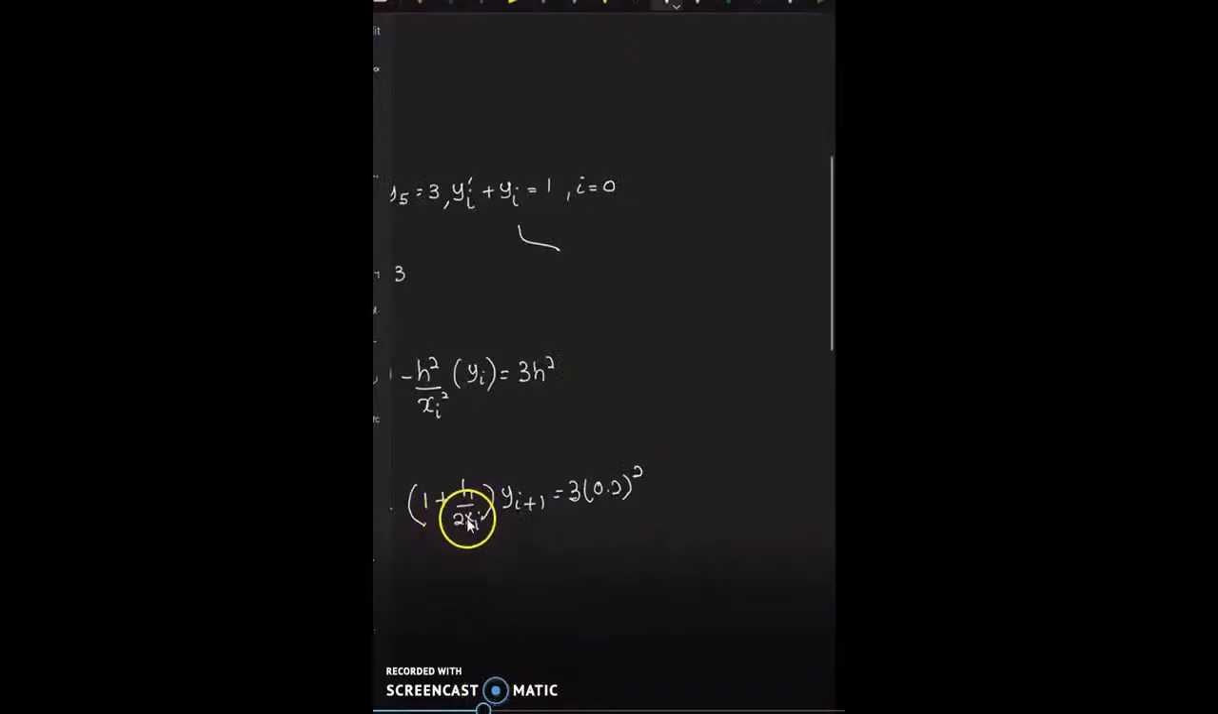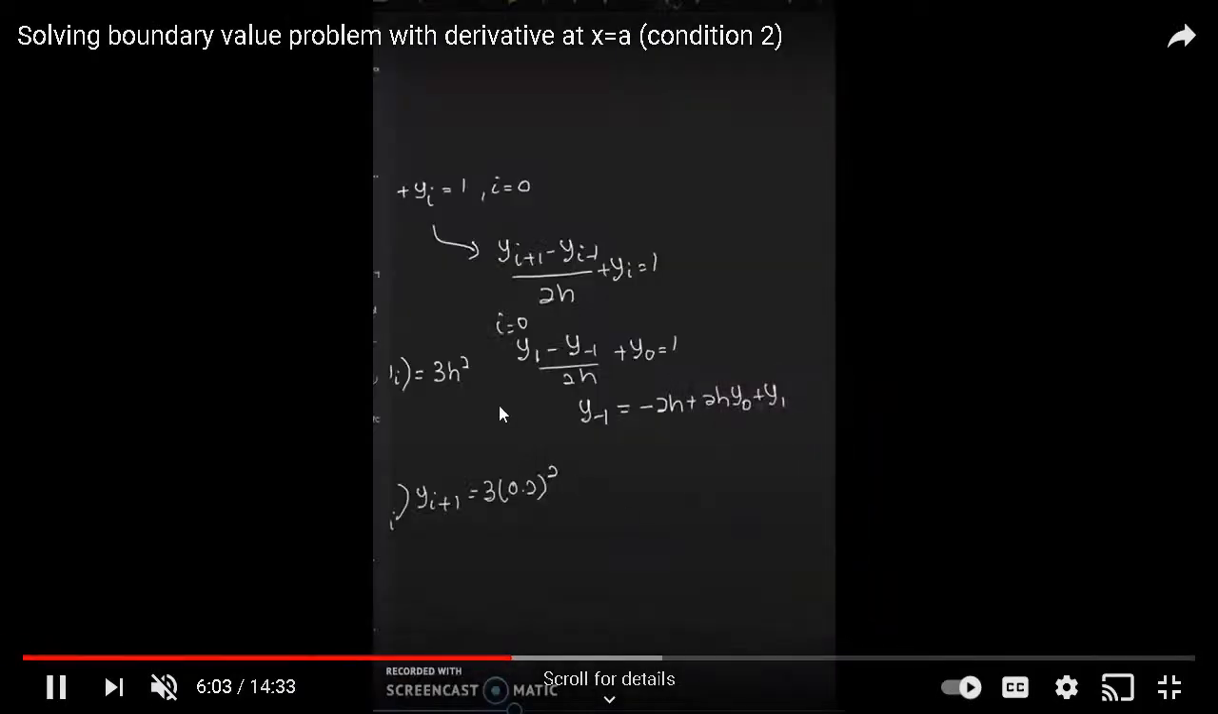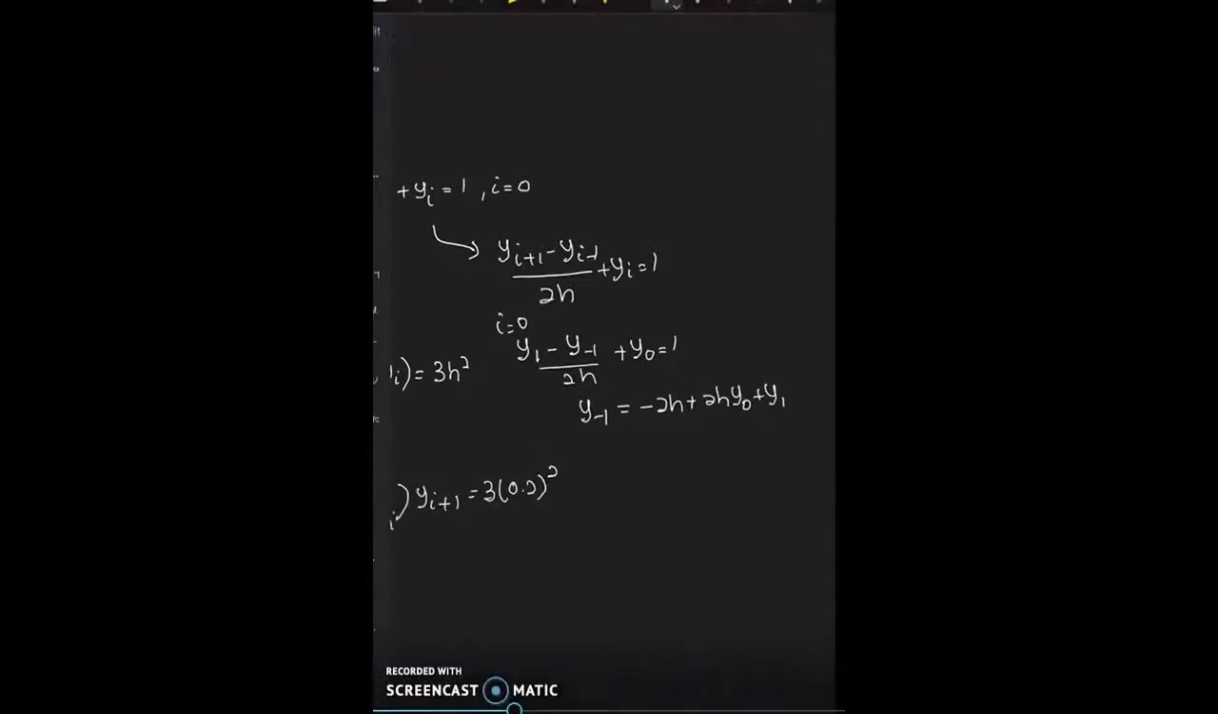So you can see here y_{i+1} times 1 plus h divided by 2x_i. The real number you put on the last part is 0.2 squared times 3, because you get 3h squared here. h is 0.2.